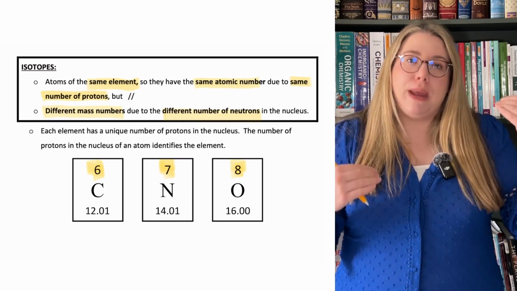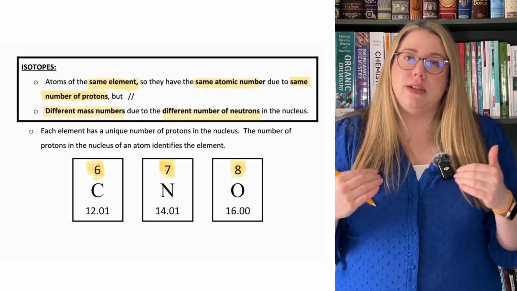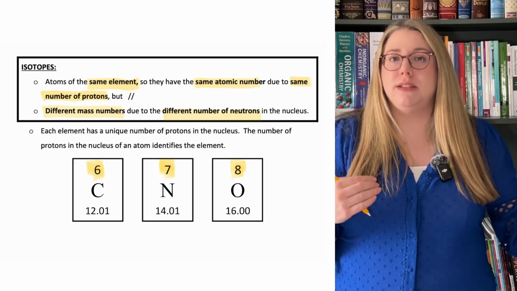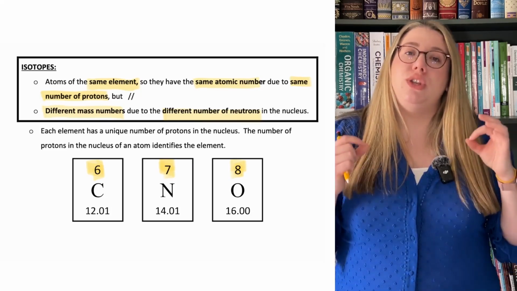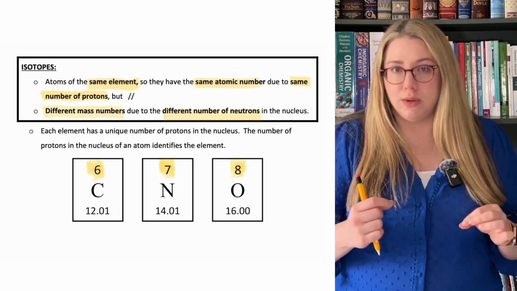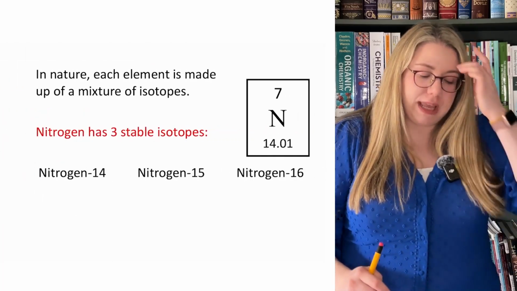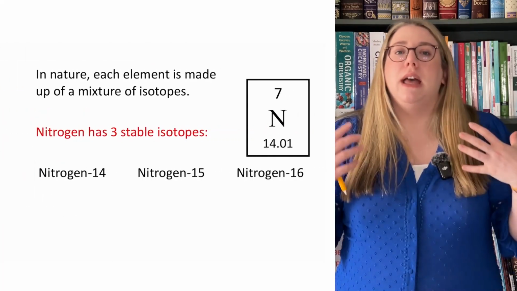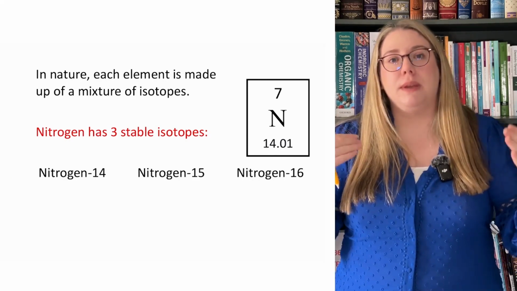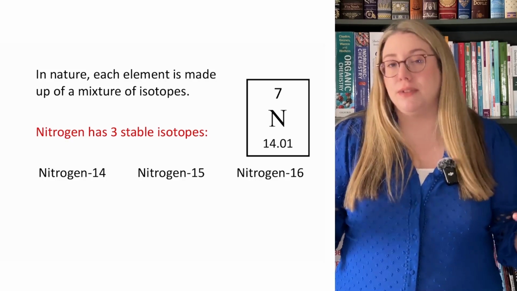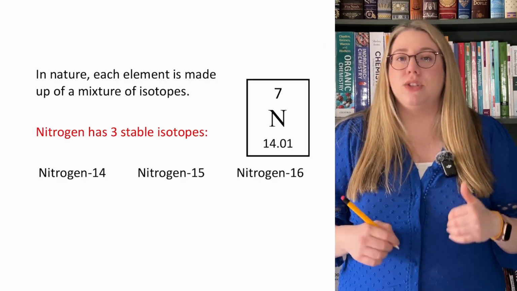So when you are comparing atoms, if you find out the number of protons in the nucleus, that will let you identify what the element is. And each element has its own unique number of protons in the nucleus. Now next up is we're going to talk about the specific isotopes and comparing them in terms of their formulas and their names basically. So in nature, each element is made up of a mixture of isotopes.